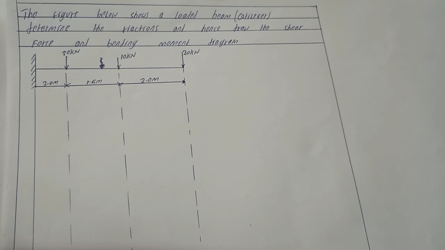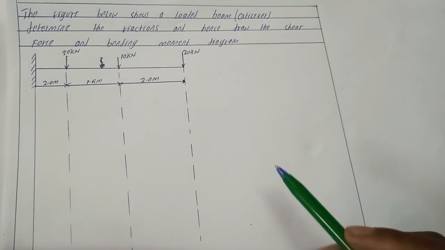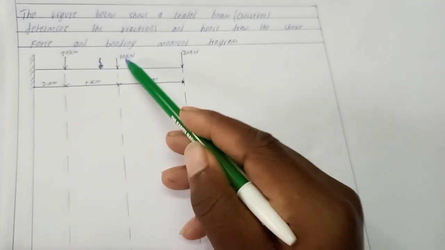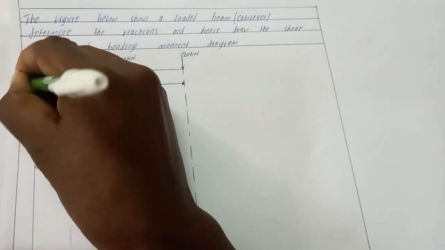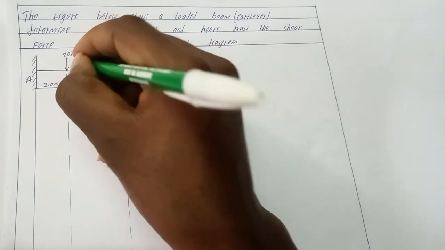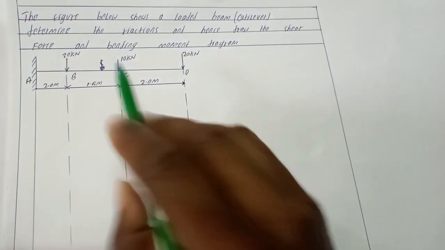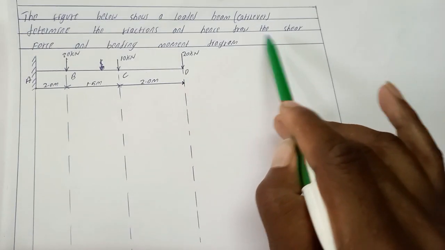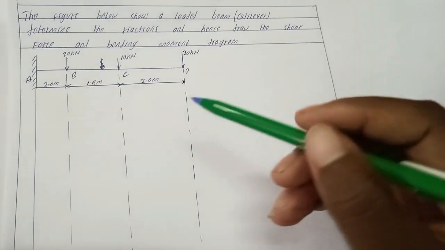Welcome. Today we are going to look at a case where we are given a cantilever beam which is loaded with point loads of 20 kilonewton, 10 kilonewton, and 30 kilonewton. We have a support at point A, then loadings at points B, C, and D. From the question, we are required to determine the reactions, and hence draw the shear force and bending moment diagram.